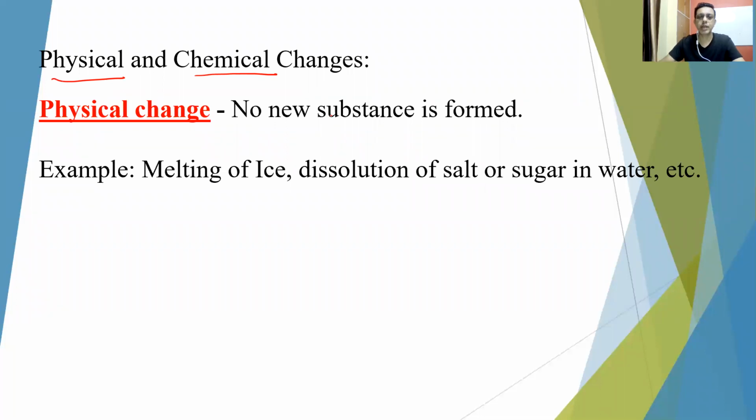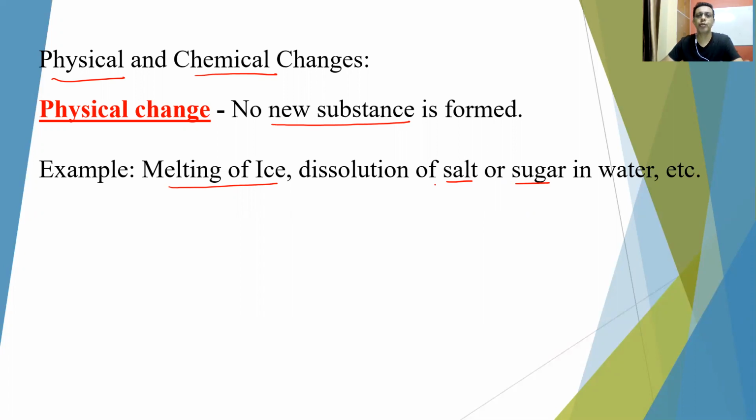Physical changes are the changes in which no new substances are formed. So nothing new is formed, only some of the physical properties of a substance change. Like when you talk about melting of ice, before it is ice in the solid state, after that the ice gets converted to liquid state. So only the physical state changes, but no new compounds are formed. So this is an example of a physical change. Similarly, when you dissolve salt or sugar into water, this is another example of physical change because no new compounds are formed here.